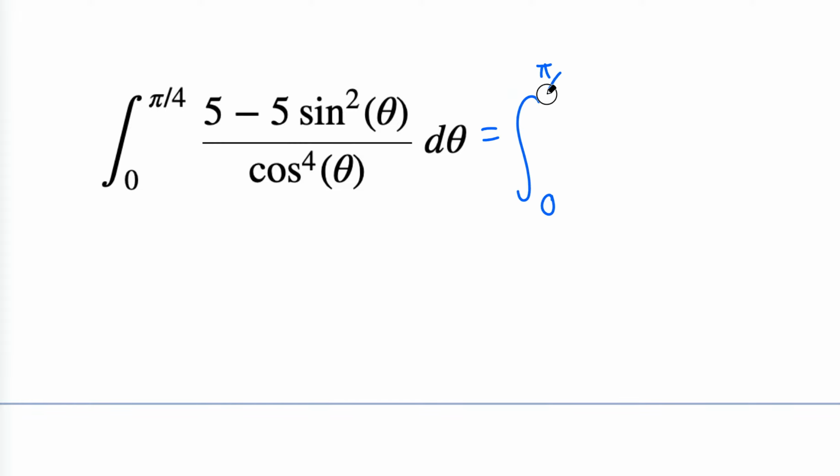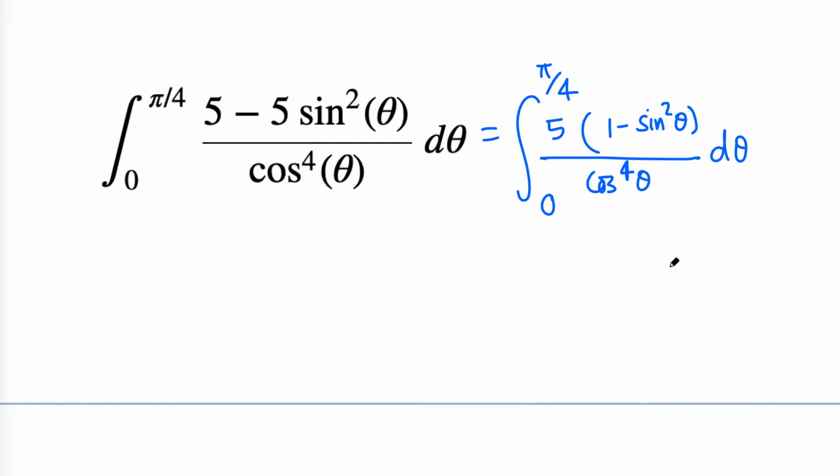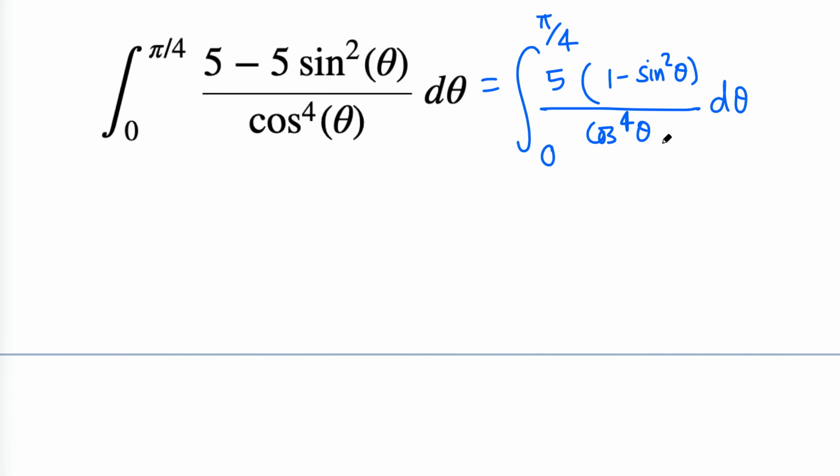So 0 through pi over 4. When we factor 5 out, that leaves 1 minus sine square theta all over cosine fourth theta d theta. Okay, so that is now 0 to pi over 4. 1 minus sine square: there is a Pythagorean identity. Sine square plus cosine square is 1.